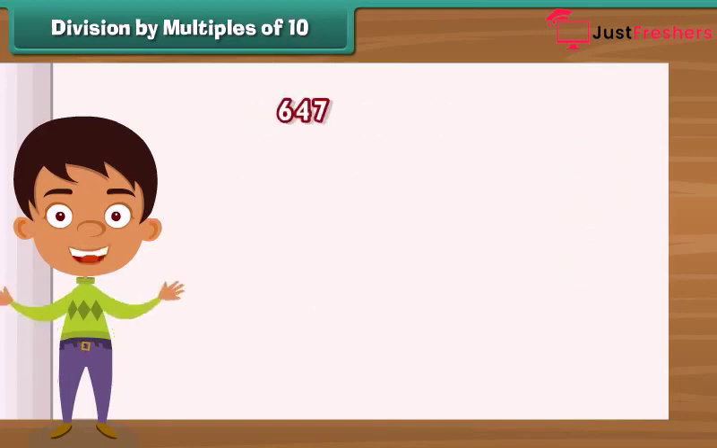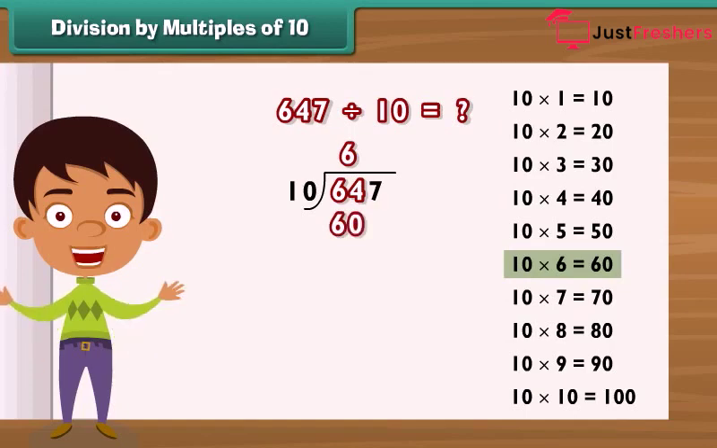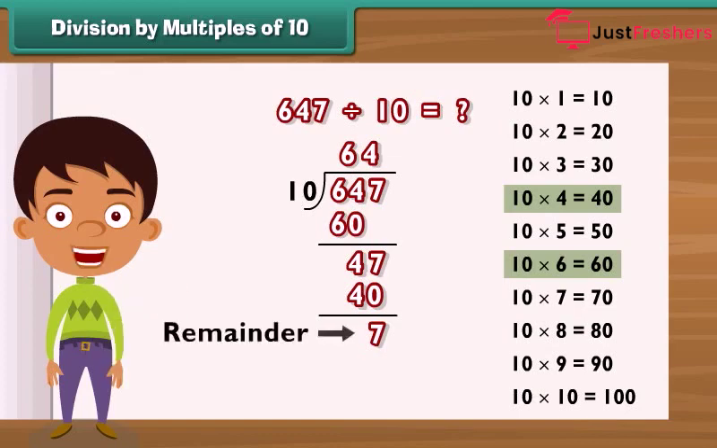Now divide 647 by 10. We recall 10's table and find a number such that the number when multiplied by 10 lies close to 64. 10 into 6 is equal to 60. Subtract 60 from 64 to get 4. Drag 7 down. We have 47. 10 into 4 is equal to 40. Subtract 40 from 47 to get 7. So the remainder is 7. Therefore, we can say that 647 divided by 10 leaves a remainder 7.